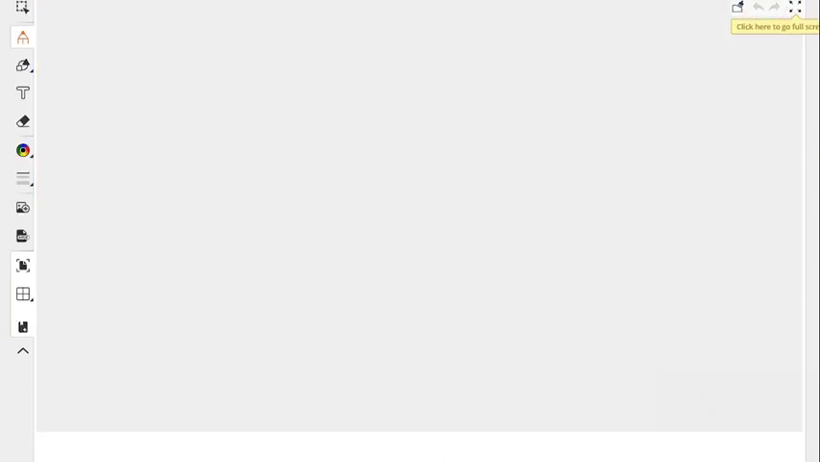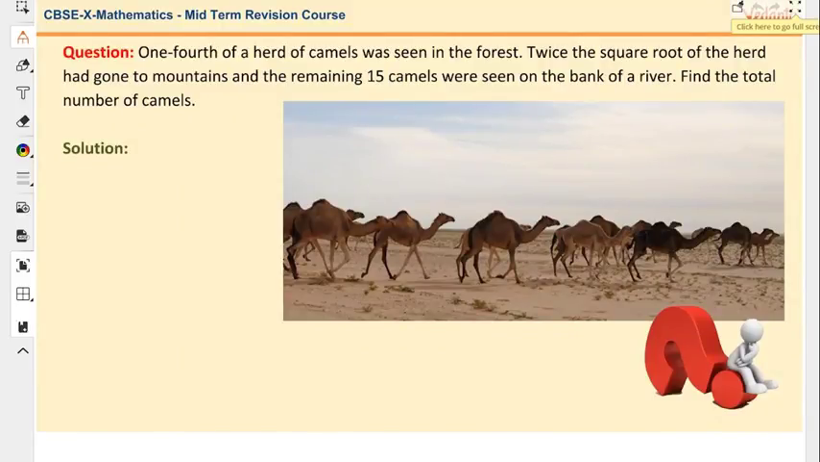So let's go to the next question, guys. Next one is: 1/4 of a herd of camels was seen in the forest, twice the square root of the herd has gone to mountains, and the remaining 15 camels were seen on the bank of the river. Find the total number of camels. So what to do? This is like one case only. You cannot say that there are several cases here.